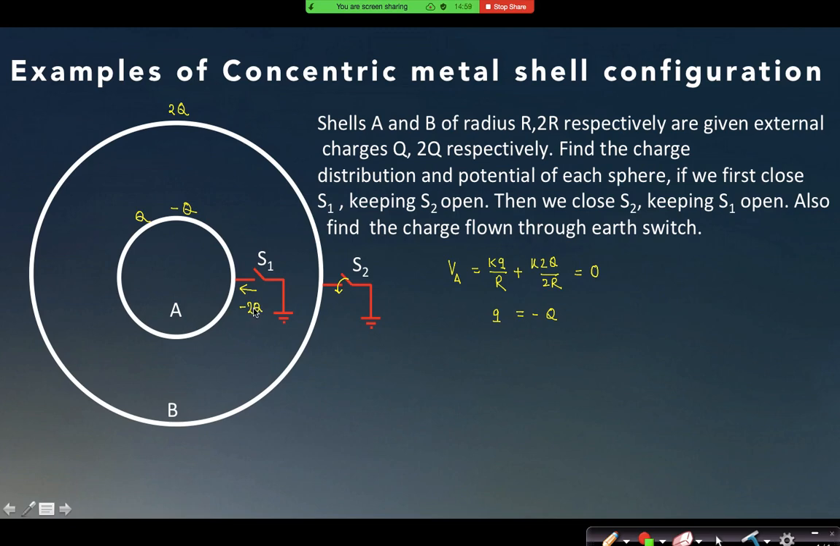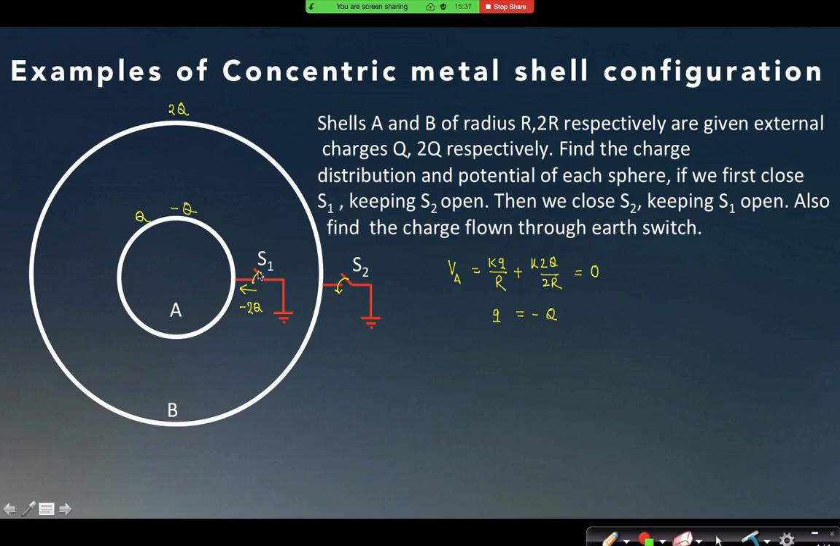Find the charge flown through the earth switch. Through the earth switch means through that switch, and that question can be understood in both ways. Someone can say what amount of charge has flown to the earth from the shell, that will be plus 2Q. And someone can say what amount of charge will flow from the earth to the shell, that will be minus 2Q. So in both ways you are correct, no problem. It should be mentioned in your question clearly. Otherwise, plus or minus 2Q, both are correct.